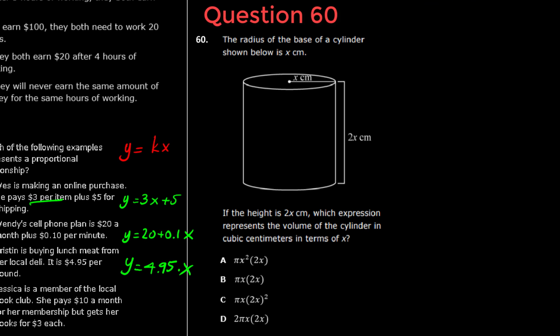The last question asks us about the volume of a cylinder. The volume formula for a cylinder is base area, which is a circle's area, pi r squared, times the height. Substituting the given radius as x squared times the height, which is given as 2x, I will get the volume as pi x squared times 2x, which is given on A.